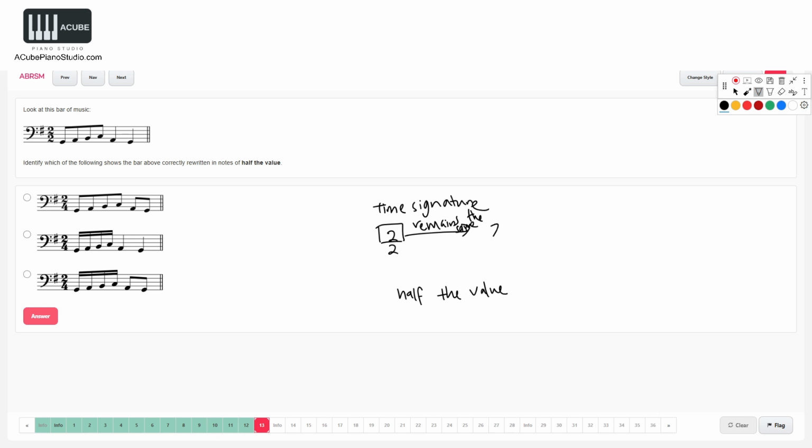So 2 remains as 2. The number at the bottom, to make it half, you will times 2. So 2 times 2 gives 4. So it becomes 2 4 time.